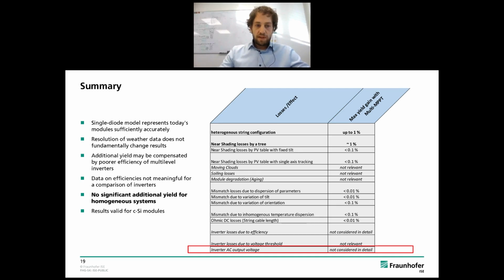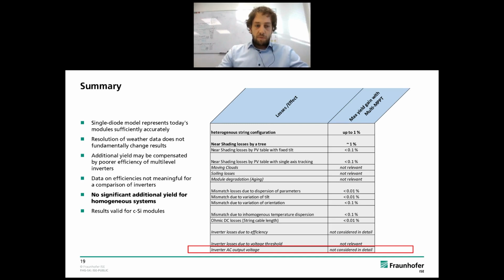From our point of view, the additional yield is in the range that it will probably be compensated by the poorer efficiency of multi-MPPT inverters. Also, one remark is on the reliability of the data for PV modules and inverters. From our point of view, it's not always meaningful to do comparisons and decisions just on the datasheet values, because these values are coming from the manufacturer and can only be proved by specific laboratories.